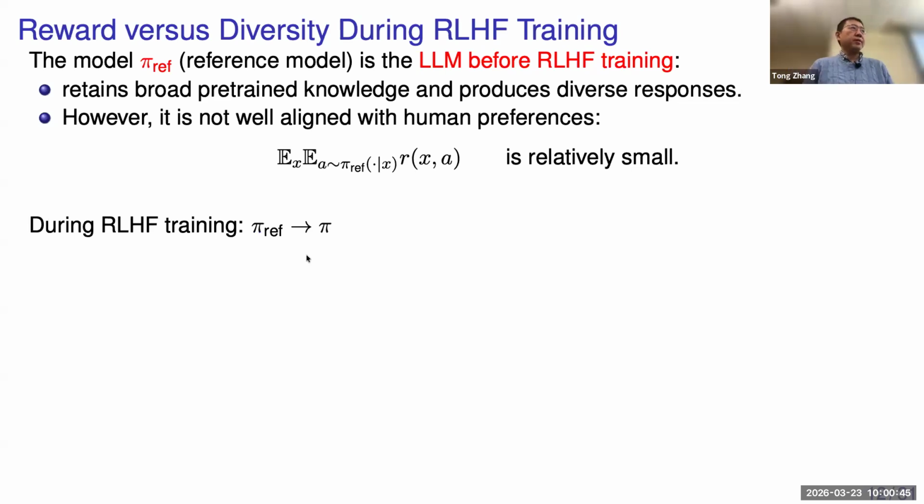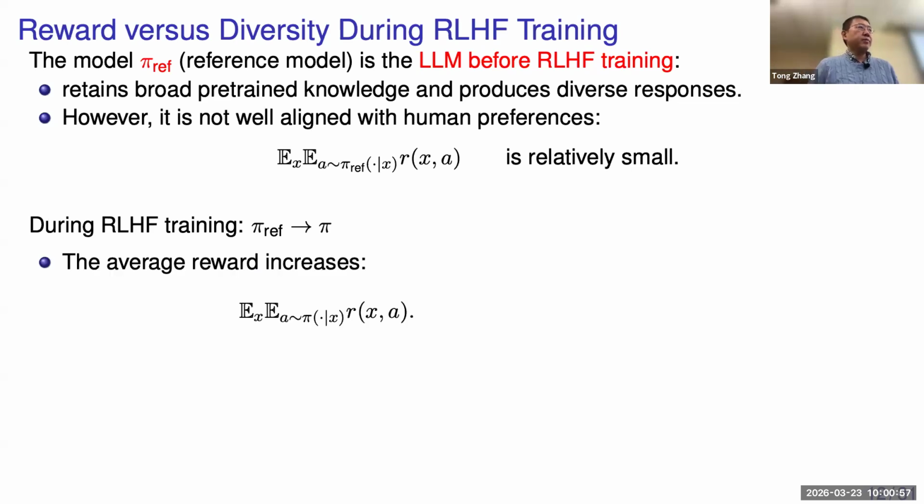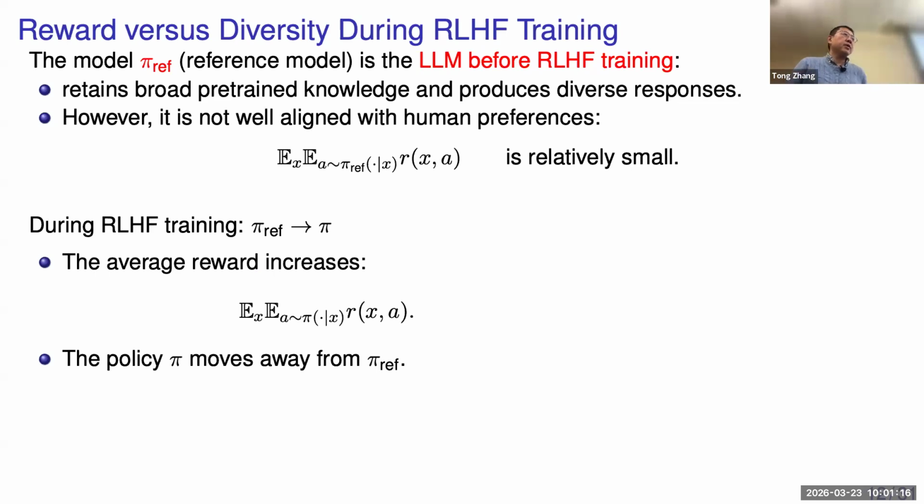During RLHF training, the reference goes to what you learn, but this is policy learning. After you're learning the reward, when you do the policy learning, this goes to pi. What happens? Average reward typically will increase, because this is the goal. The primary goal is to improve average reward. You also don't want your entropy to drop too much for the RL training. But the other thing that happens is pi moves away from the reference, because it goes further away. So that's a typical setting.